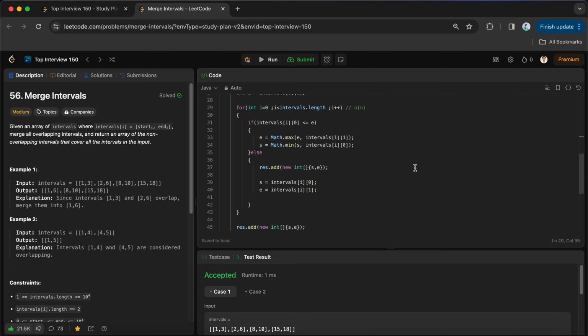So I hope you understood the intuition behind this, how we build the logic and how we code it.